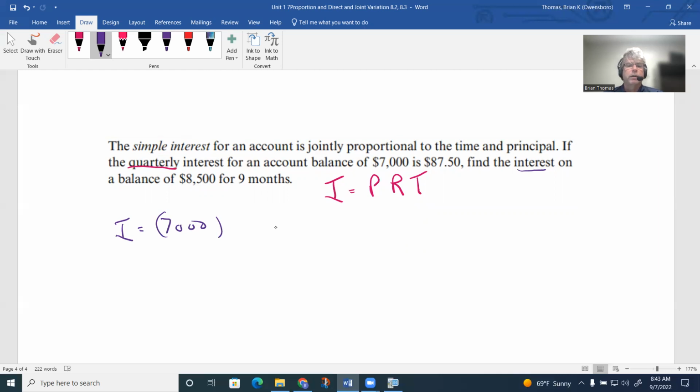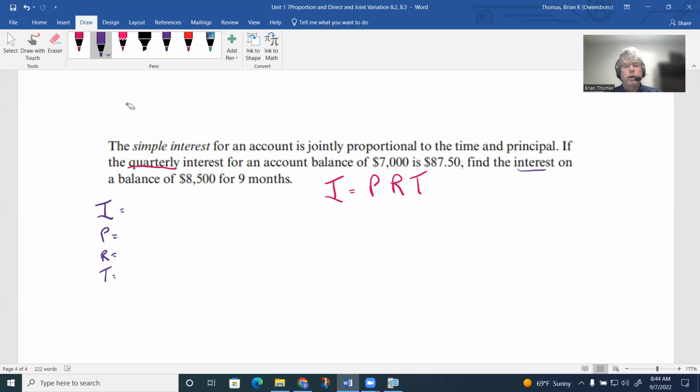Let me see what we got here. Actually, they give us everything, but they don't give us the rate, do they? So we have some thinking to do here. So to find the interest, we need to know the principal, the rate, and the time.